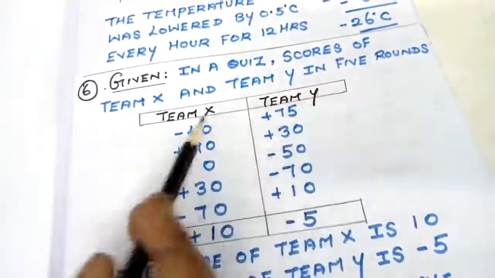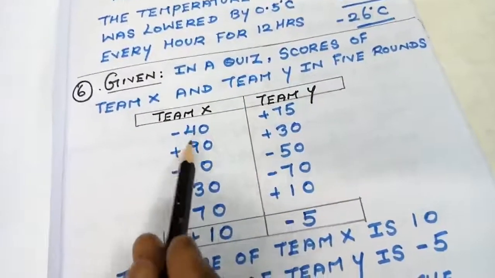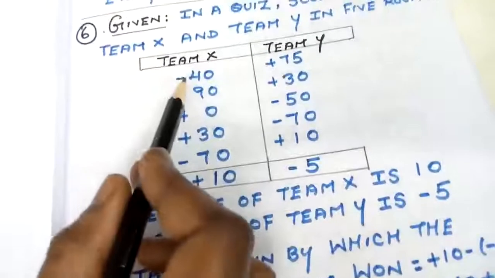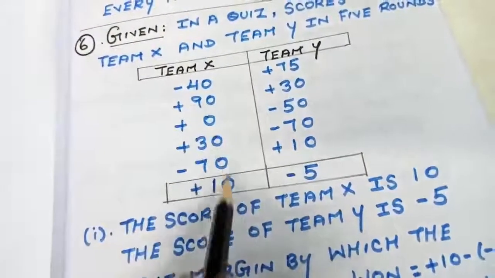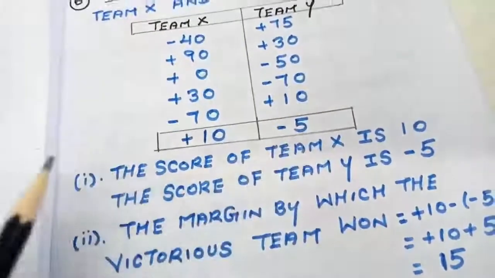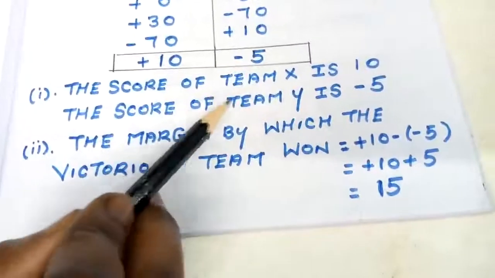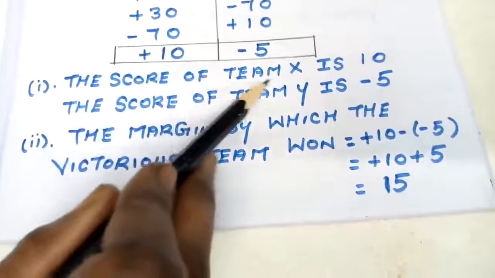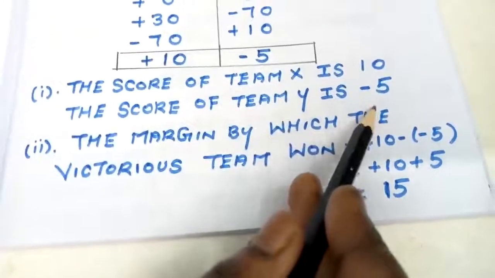in 5 rounds. So team X, team Y, I have written here, students, according to the sign, positive, negative. Just take two values, try the calculation. You will get for team X the answer as plus 10 and for team Y the answer as minus 5. The first question is they are asking you to find the score of team X and team Y. The score of team X is 10 and the score of team Y is minus 5.